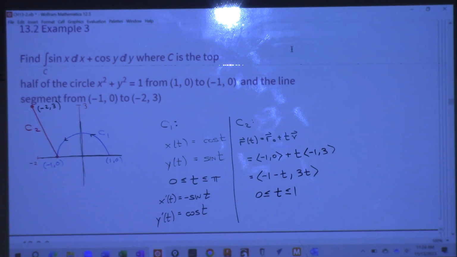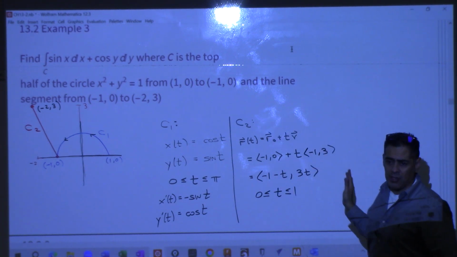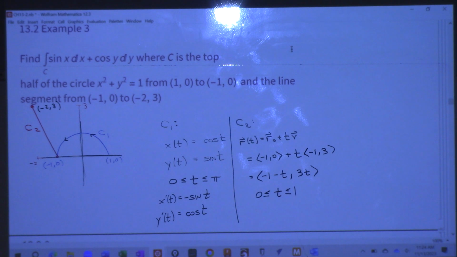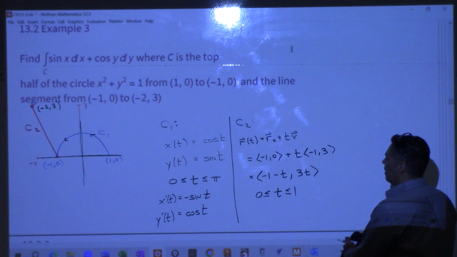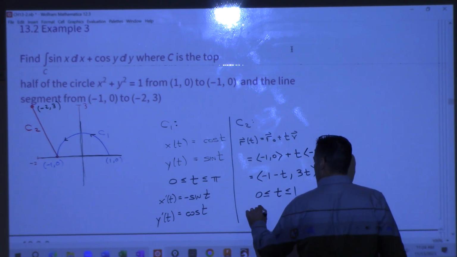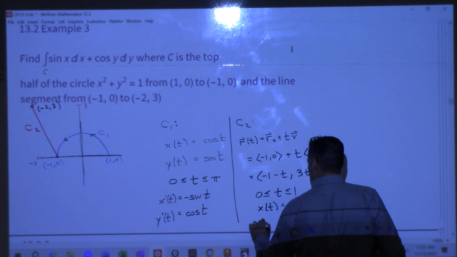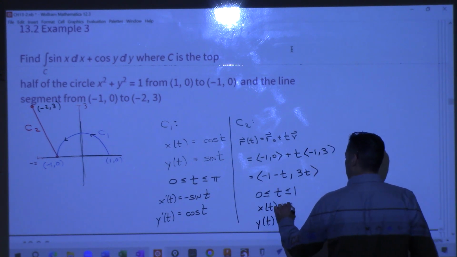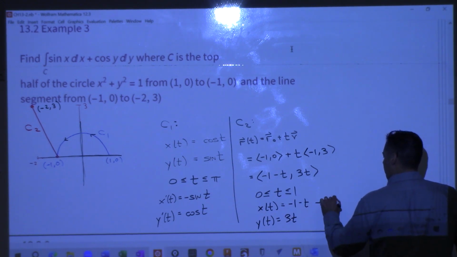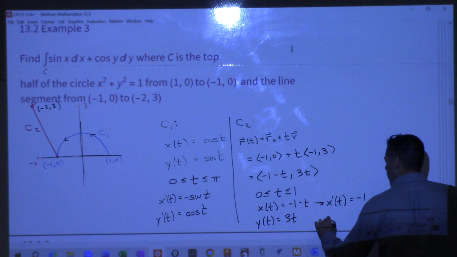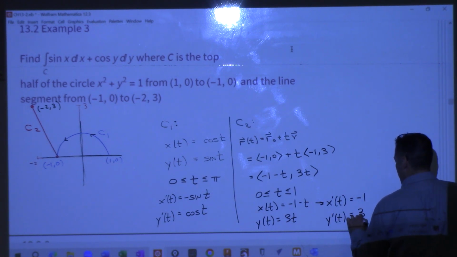So there are my two curves. What I've got to do now is that integral over each of these curves. Oh wait, we didn't get derivatives. Sorry, let's write it out explicitly. x of t is the first component, -1 minus t. The second one, y of t, is 3t. Take their derivatives: x prime is -1, y prime is 3. Constants, that's great.